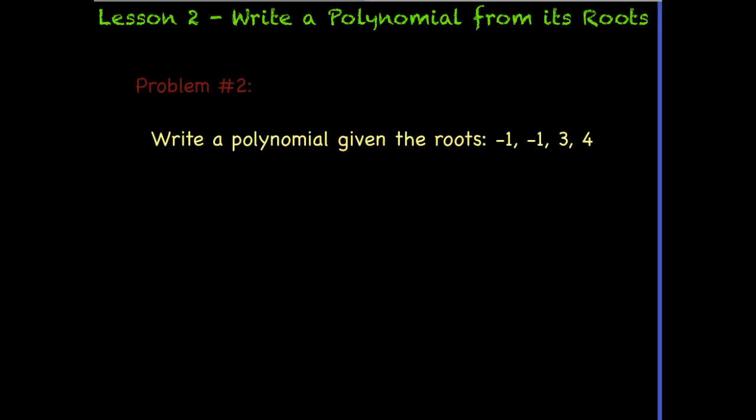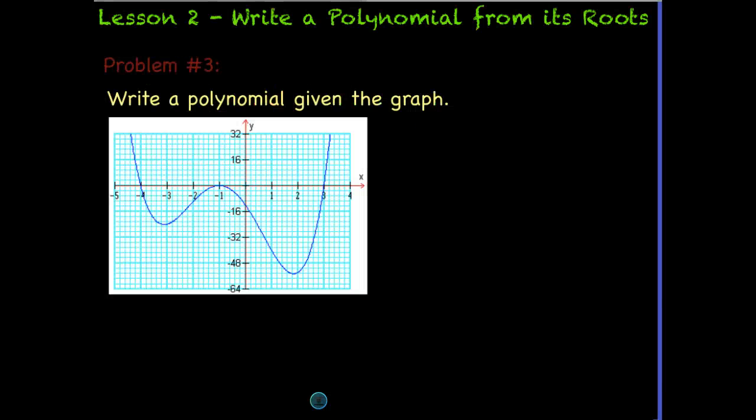All right, our final problem today is actually a graph this time. So we want to write a polynomial given this graph. And I just want you to feel comfortable looking at a graph and being able to pull off the zeros from a graph. So if we look at this right here, it looks like we have a 0 of negative 4. We have a 0 right here of a negative 1, and then we have a 0 right here of 3.